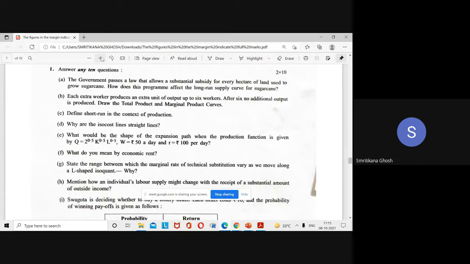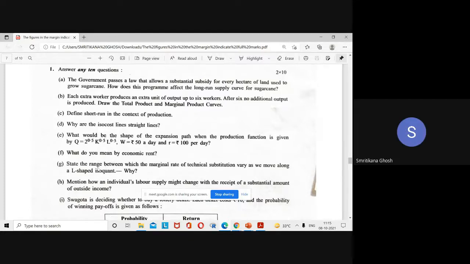Define the short run in the context of production. Question B and C, these two are clear. Short run in case of production means at least one factor of production must be fixed. Yes, ma'am. It's a 2 marks question, a short question. So question B and C, any problem from question B and C? No, ma'am. Okay.